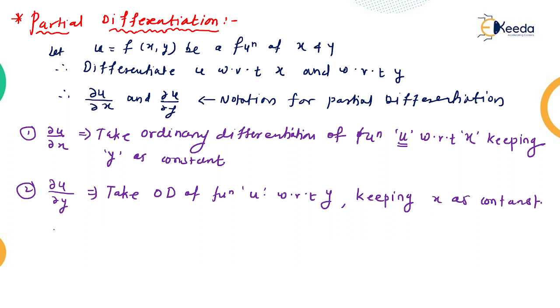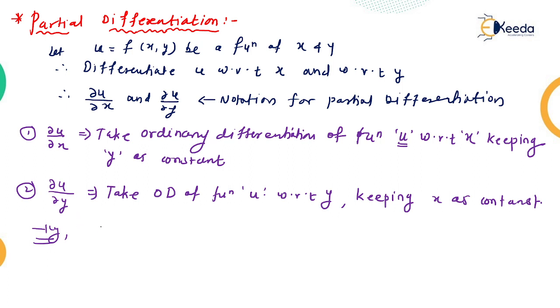So let's see, suppose now I have some technical definition here. Similarly, if u is a function f of x, y, and it is the ordinary derivative of u with respect to x, treating y as a constant, it is denoted by ∂u/∂x, and also you have to take the differentiation of u with respect to y, keeping x as a constant, it is denoted by ∂u/∂y.